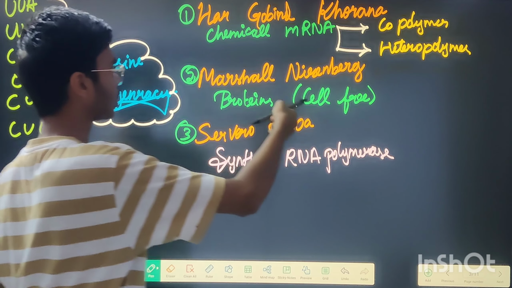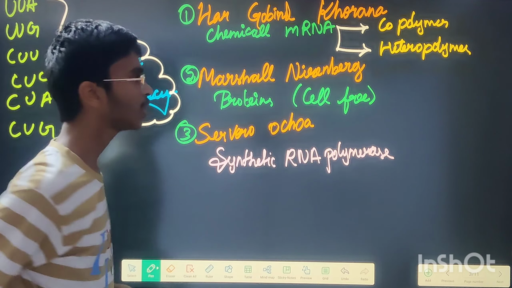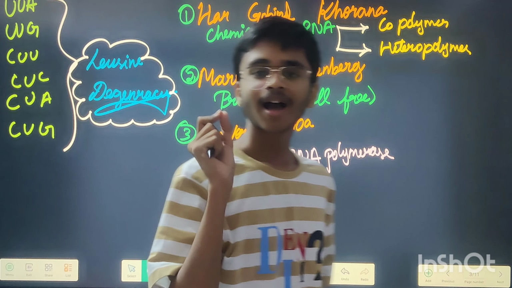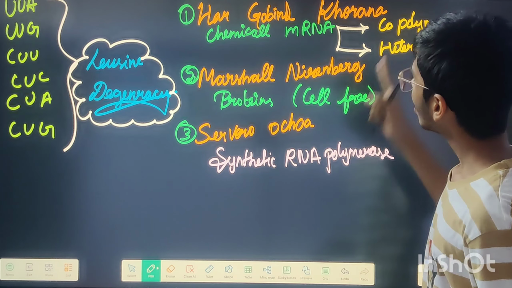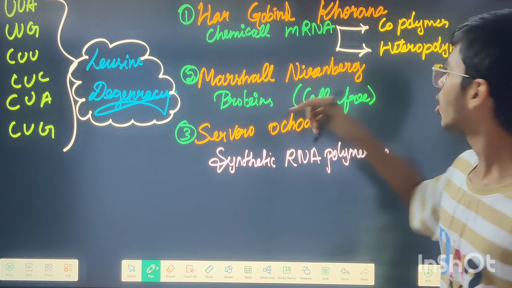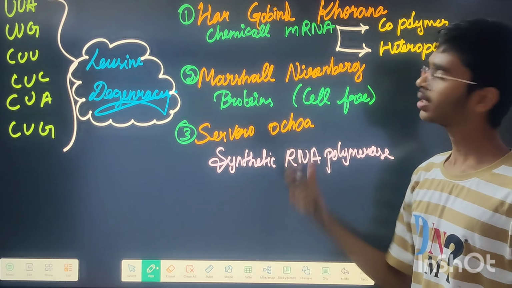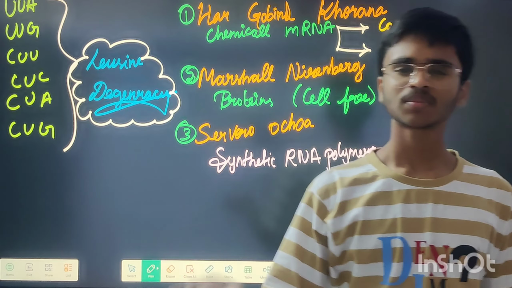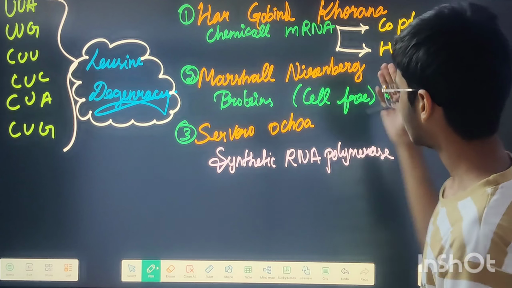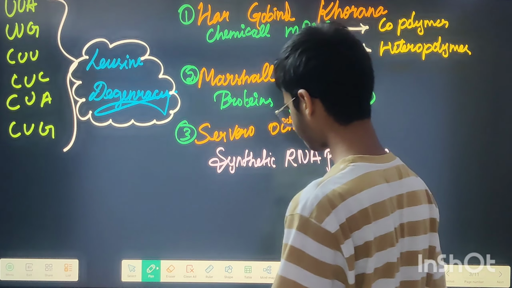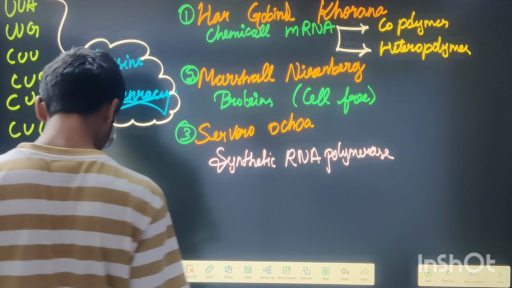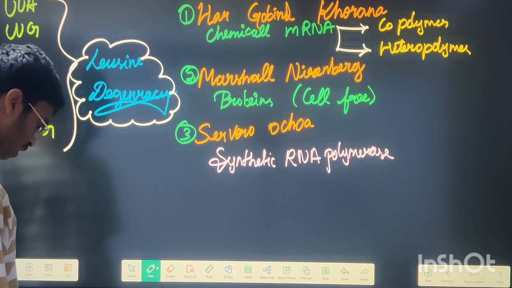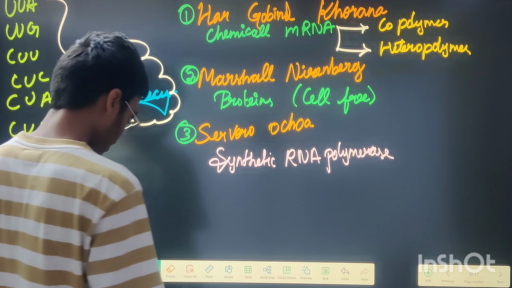For synthesis of protein, and also for synthesis of mRNA, we want RNA polymerase. But they all used natural RNA polymerase, the RNA polymerase that is available in nature itself. I think they all would have extracted that from E. coli itself. Okay, so from E. coli they would have extracted the enzyme.